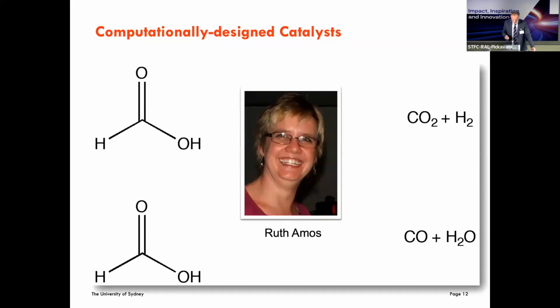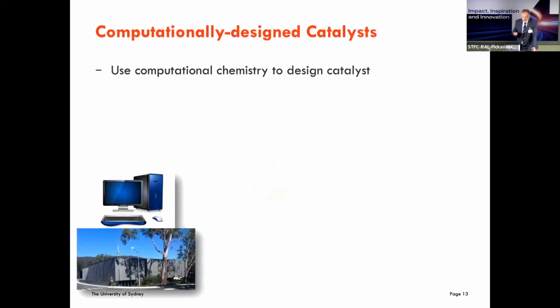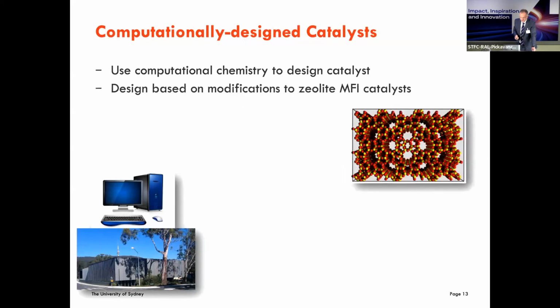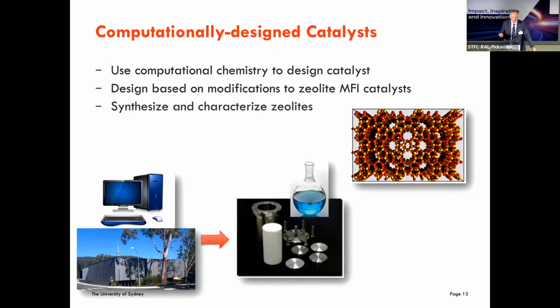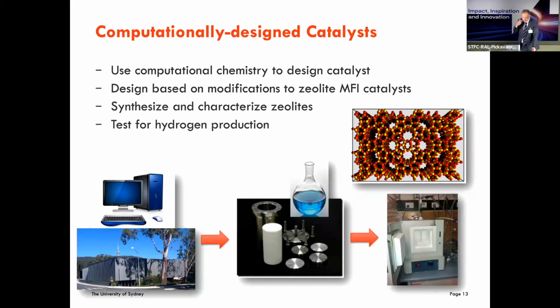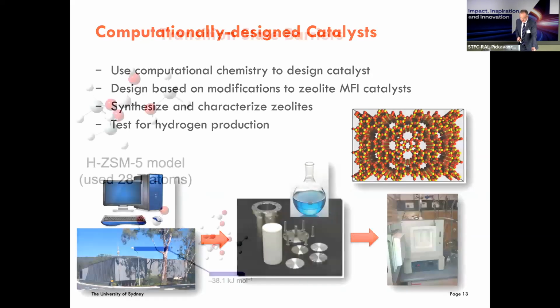So here we go. This was done by Ruth Amos. She's now at the University of Tasmania. And we used the National Supercomputer Network, etc., to do the calculations. And we based our model on just an MFI structure, zeolitic structure, crystalline sponge, and synthesized then the kind of modifications that we looked at computationally and characterized them structurally, and then tested for hydrogen production. So pretty straightforward conceptually. But the devil, of course, is always in the detail.